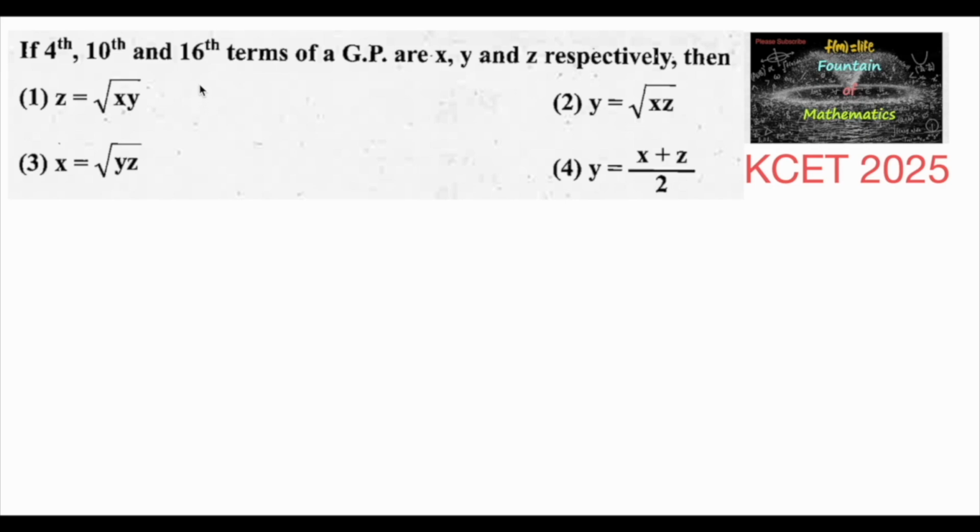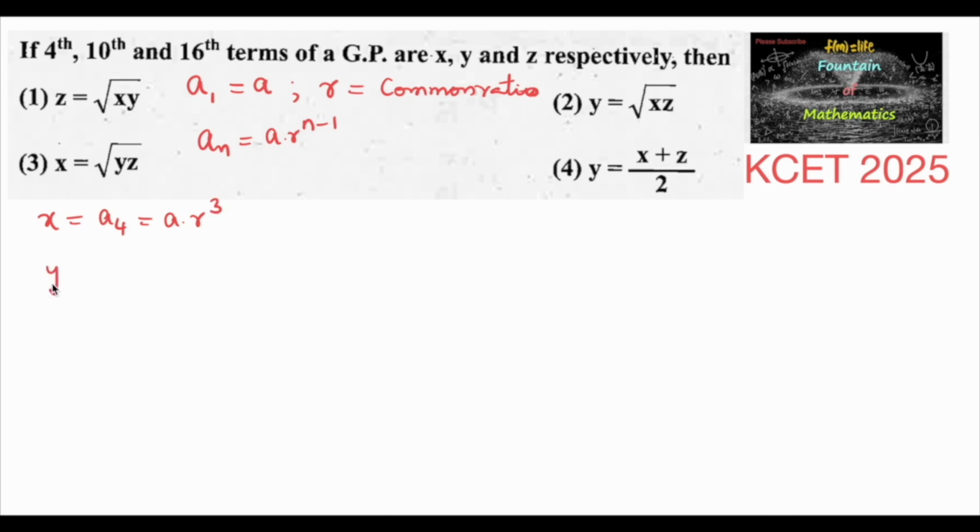Let us consider the first term is a and r is the common ratio in a geometric progression. Then we have the nth term a_n equal to a into r to the power n minus 1. So here the fourth term is given as x, that is x is equal to a4, which is equal to a into r to the power of 4 minus 1, that is 3.